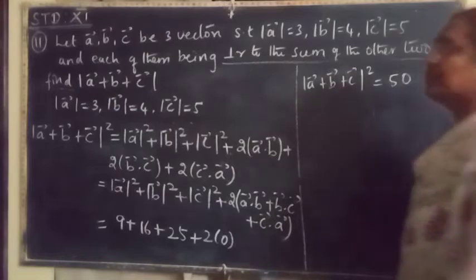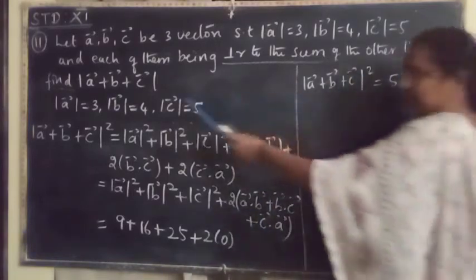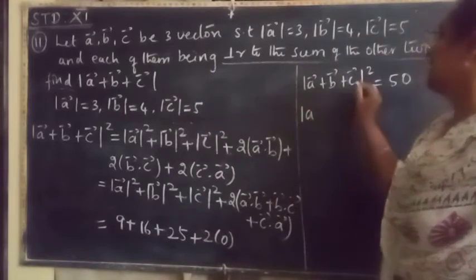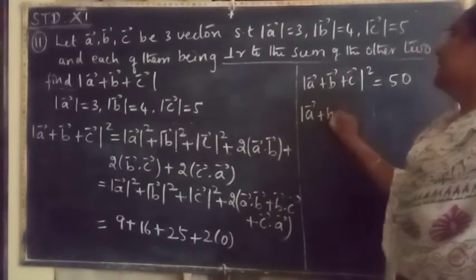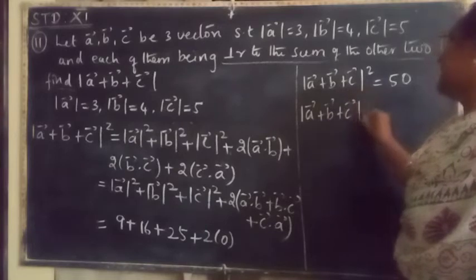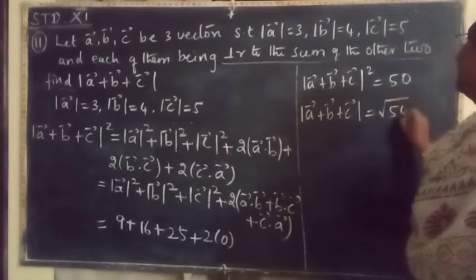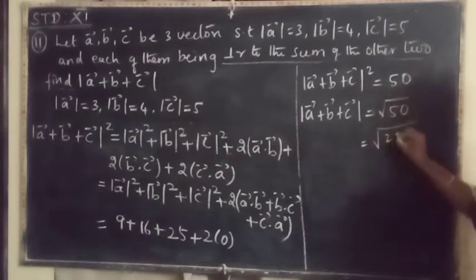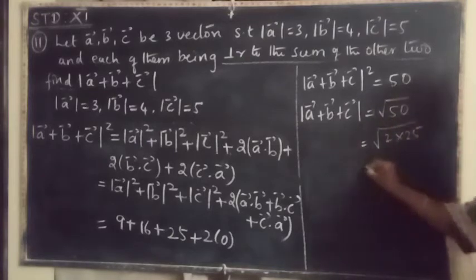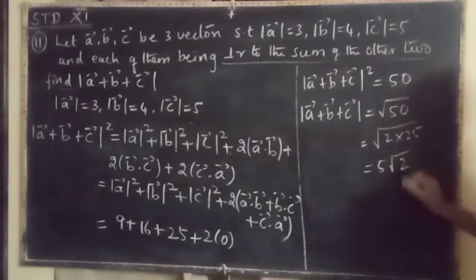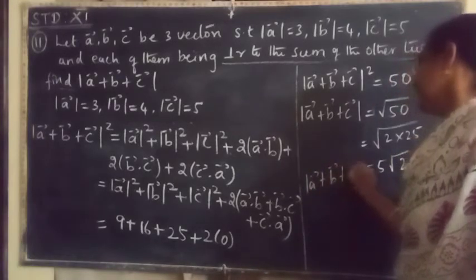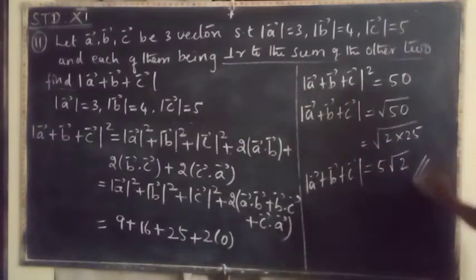Isn't it? But I don't need the value of the whole square, I just need the value of A vector plus B vector plus C vector. So taking square root on both sides, modulus of A plus B plus C is equal to square root of 50. You can rewrite this as 2 into 25, so this becomes 5 root 2. So the answer for modulus of A plus B plus C is equal to 5 root 2.